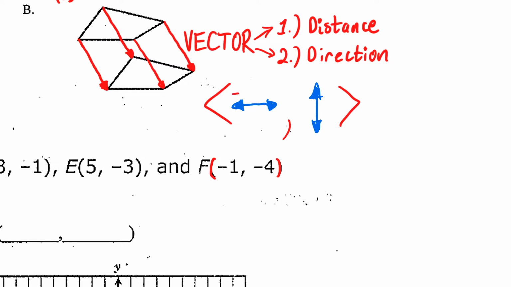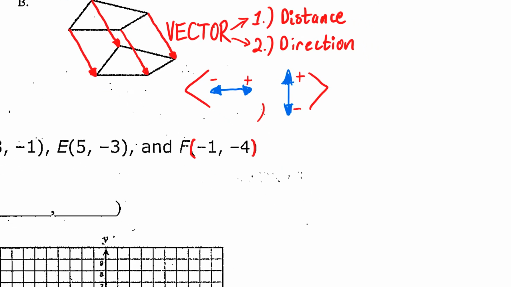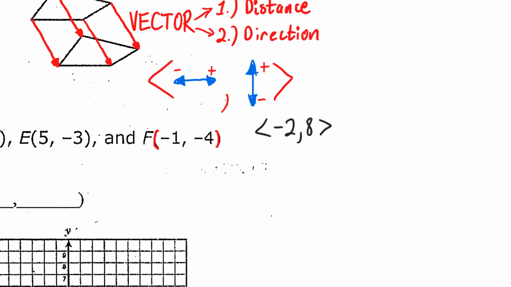If the first number is negative, you're going left. If the first number is positive, you're going right. If the second number is negative, you're going down. If the second number is positive, you're going up. So if I give you the vector negative 2, 8, that's to the left and up. Okay, good. So this means left 2, up 8.